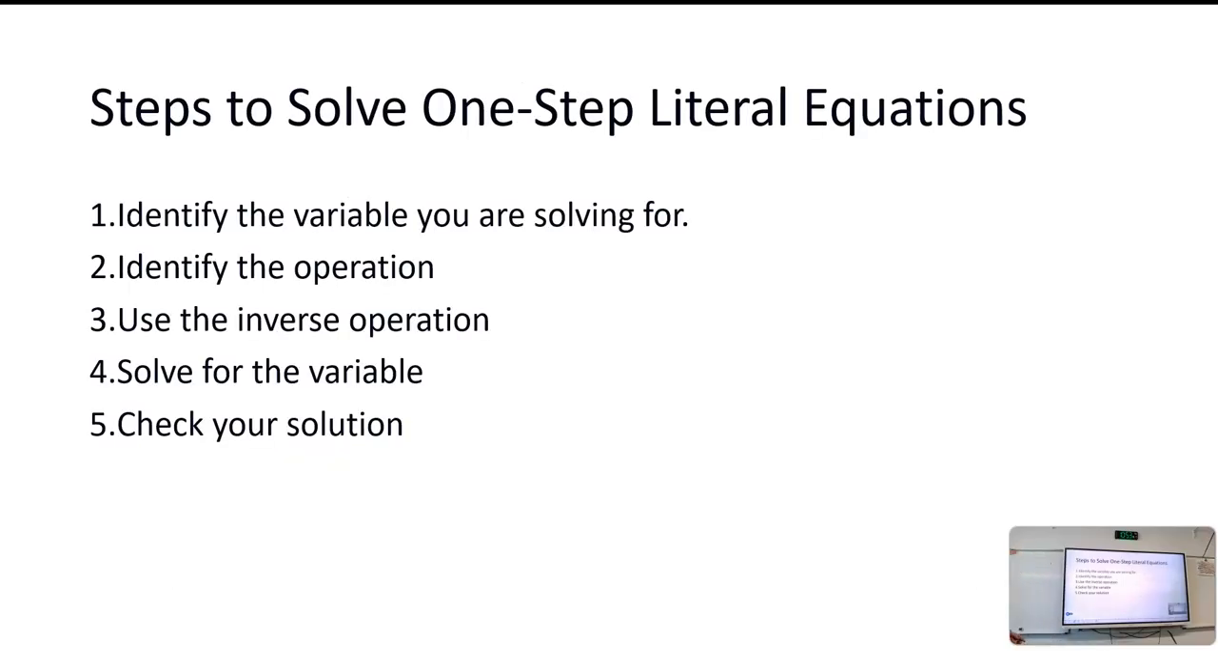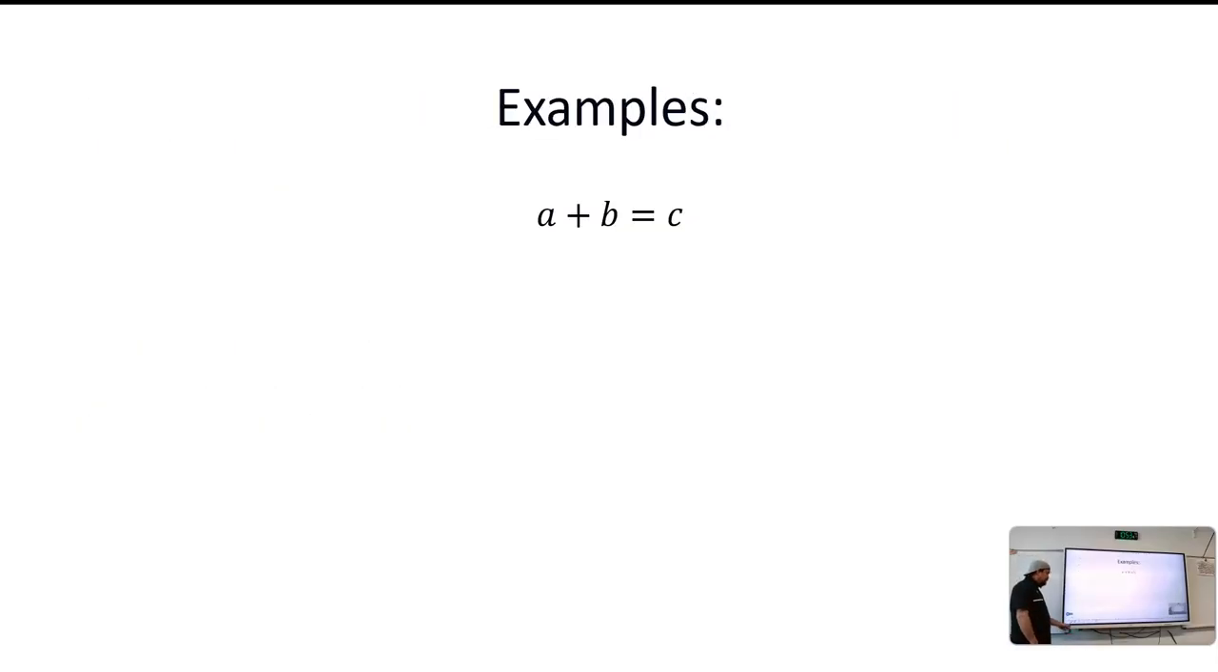So here's some steps to solving one-step literal equations. Identify the variable you're solving for. Identify the operation that's taking place. Use the inverse operation to undo whatever's happening. Solve for the variable, and then you can check your solution.